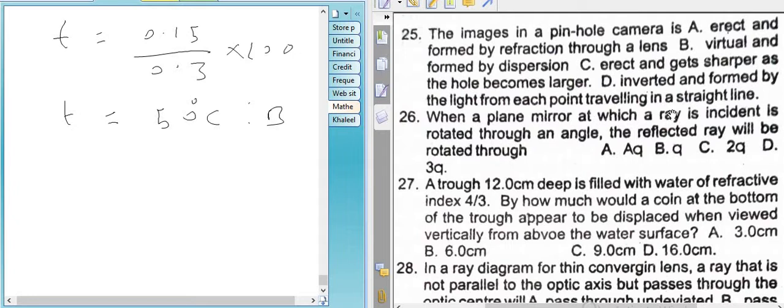So in this case the correct option is option D, because light travels in a straight line. For a pinhole camera, light from the object passes through the pinhole. It will reflect back with rays that form the image of the object. But as we can see during an experiment, the image formed is inverted. Therefore, option D is the only correct option: inverted and formed by light from each point traveling in a straight line. So light travels in a straight line and the image formed by a pinhole camera is inverted. Therefore, option D is the answer.